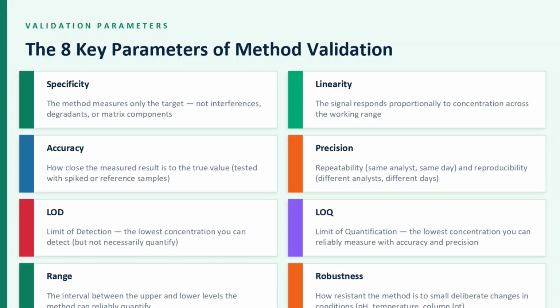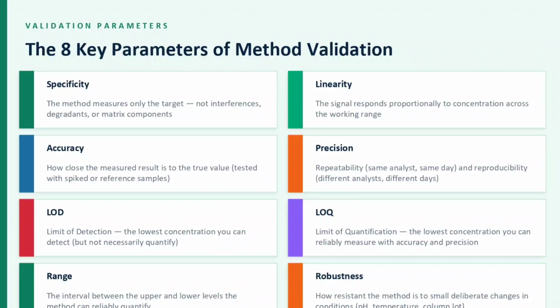ICH Q2(R1) defines 8 key parameters that you may need to demonstrate during validation. I say may, because not every parameter is required for every type of method. We will look at that in the next slide. For now, let us understand what each one means.